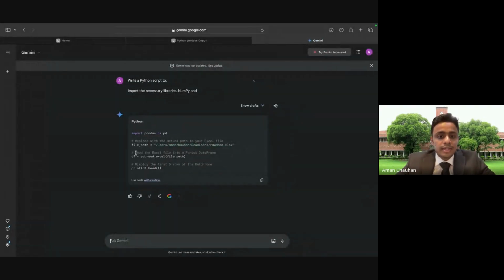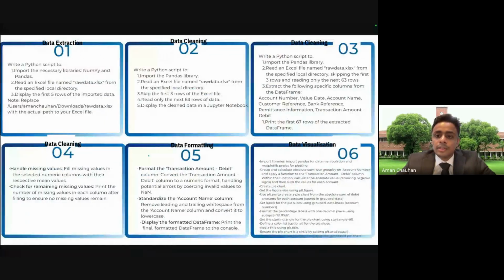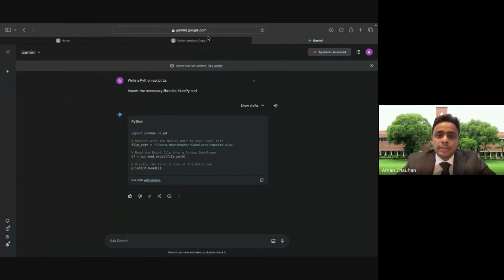As you can see, it gave me the answer in a fraction of a second. Moreover, it explains, like replace with actual path of the Excel file, display the first 5 rows, so it is easy to understand. Not only is it giving me the code, it is also explaining what is actually happening, making my life and my productivity much better. Now let me get back to our project.